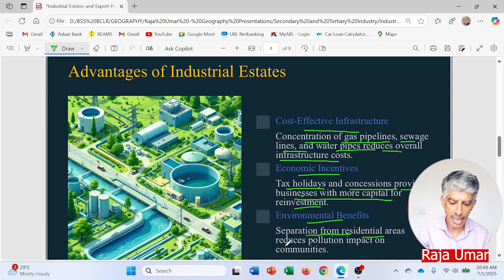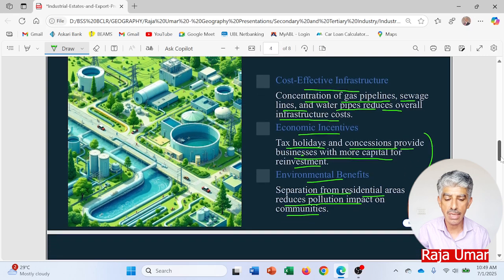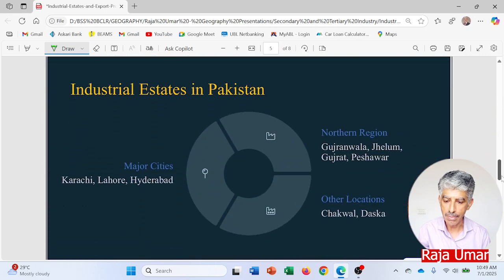Separation from the residential areas reduces pollution impact on the communities. As these industrial estates are established a bit outside the urban areas and in the open lands, where the population is quite less, the pollution factors get reduced, and the environmental impacts are minimum because those industrial estates are established a bit far.